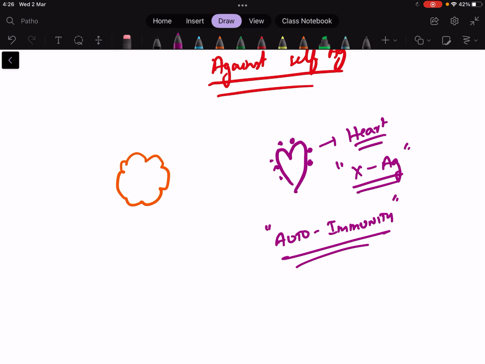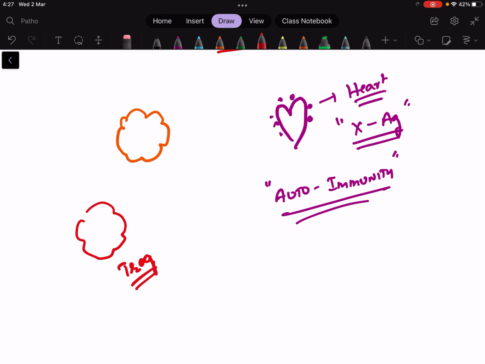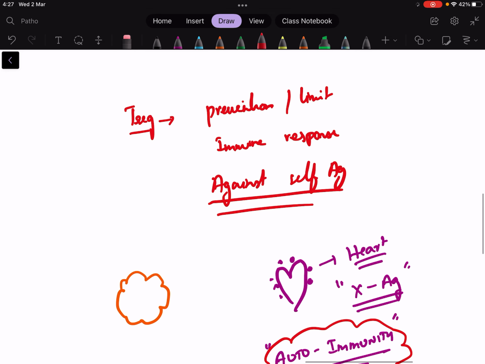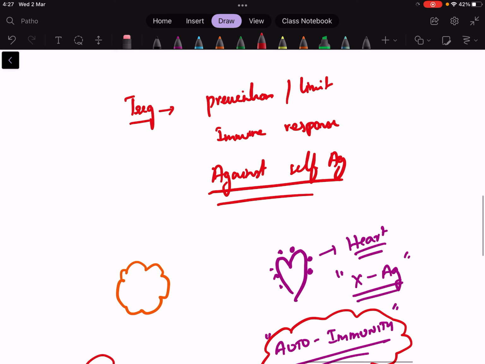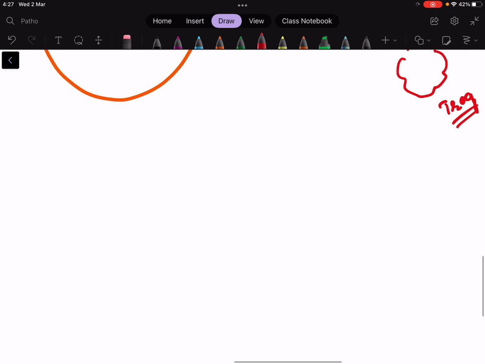So what will the T regulatory cells do? The T regulatory cells will tell the T cytotoxic cells not to attack our own cells. Hence, it will decrease the autoimmunity component. So basically, T regulatory cells are helpful in limiting the immune response against self antigen.